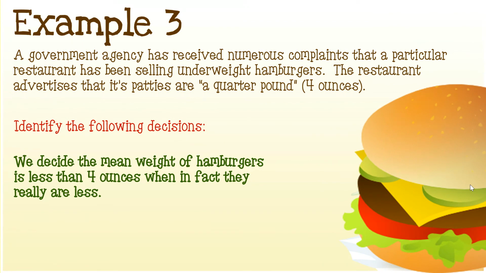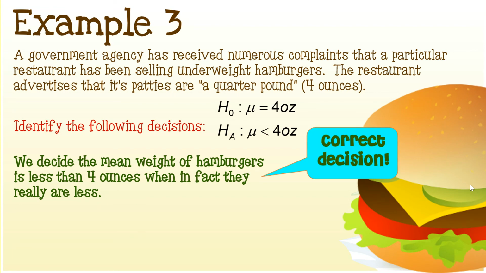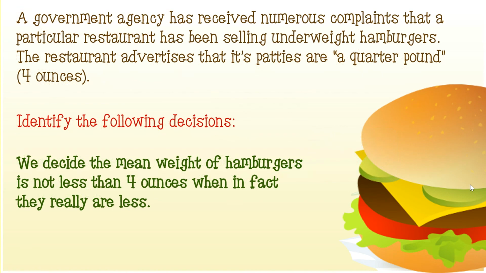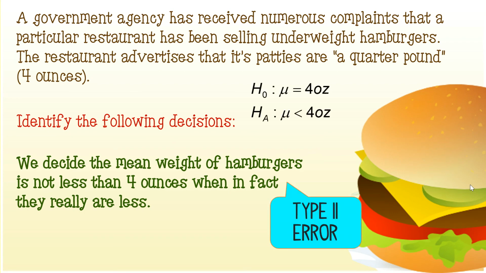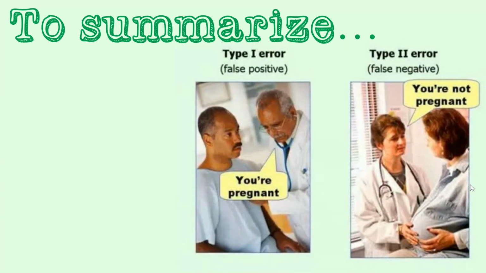All right, so we decide the mean weight of the hamburgers is less than 4 ounces when in fact they really are less. Well, here's your null and your alternative. Guess what? You made the correct decision. I said it was less when in fact it is. That's a great decision. Tap yourself on the back. This one, again, we decide that the mean weight is not less, when in fact it really is less. You just made a type 2. I failed to reject. There is something significant. I said there wasn't.